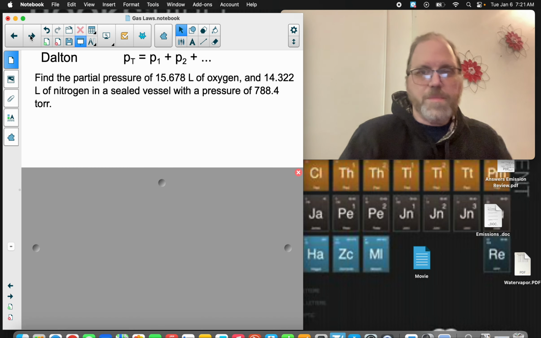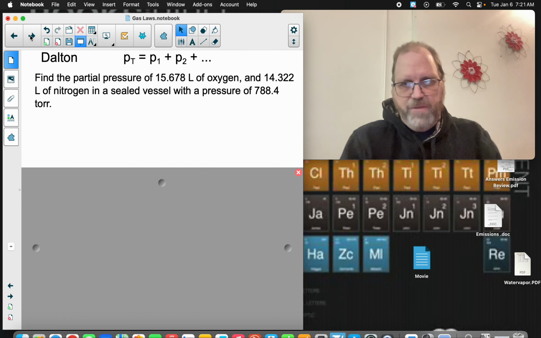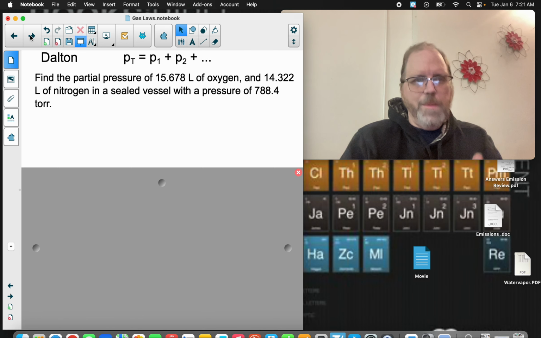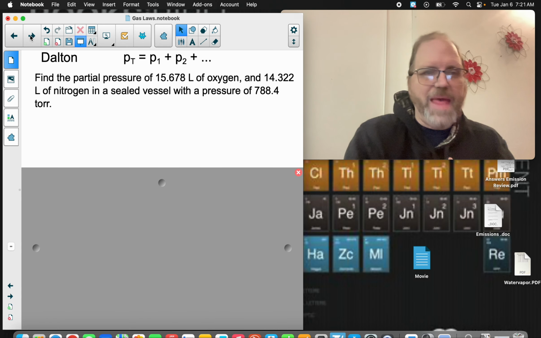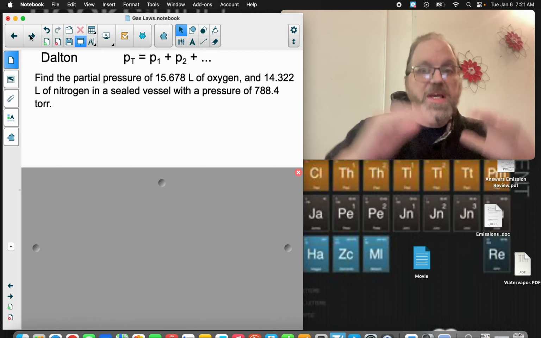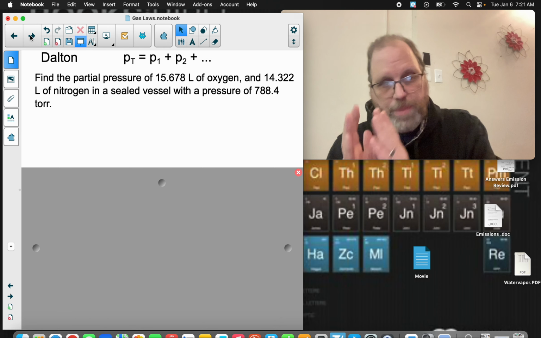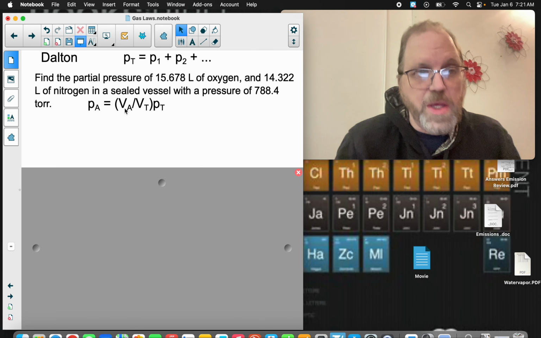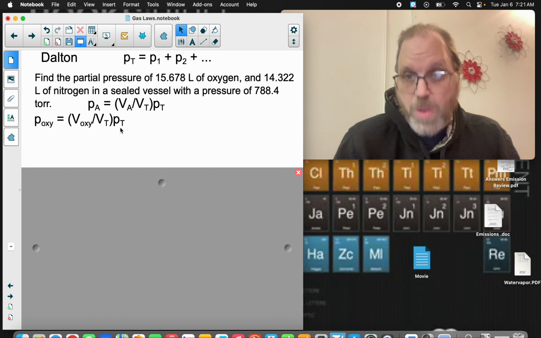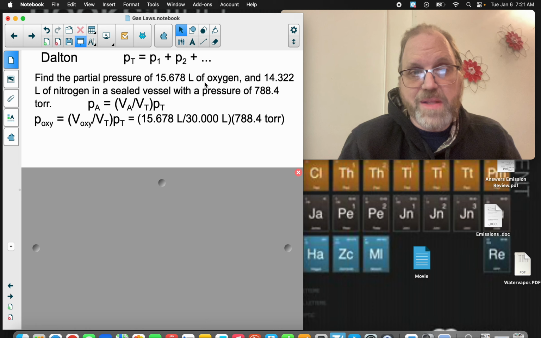All right, Dalton's law. In this case, we're going to do a little bit of a difference here. For this problem, I want to find what percentage that volume of that first gas is compared to the whole volume. And then I multiply that percentage by the total pressure to get the partial pressure. So in this case, we're doing oxygen. So we'll take the volume of oxygen divided by total volume times the total pressure. So put our values in. Well, we say 15.678 liters is oxygen.